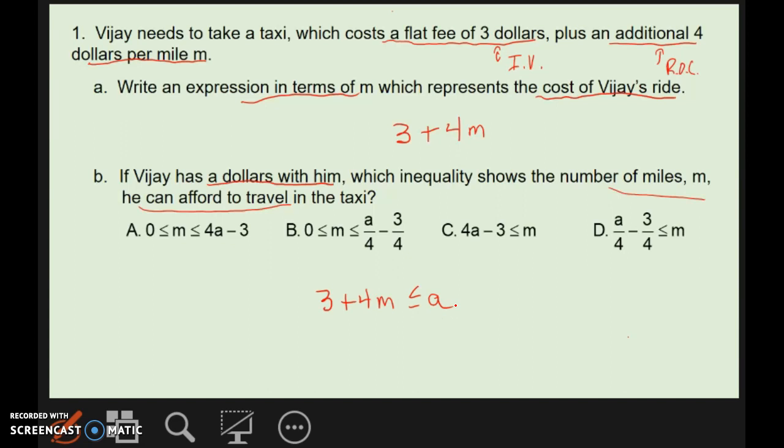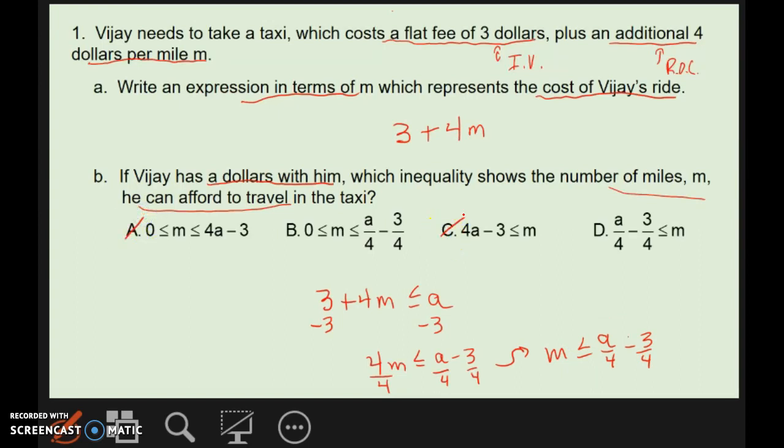Now, based on just that information, I can't solve this problem yet because it looks like all of my inequalities, the choices, have m isolated. So the next step is I'm going to try and get m by itself. So I'm going to take 3 away from both sides and then divide by 4. And what I have is m is less than or equal to a over 4 minus 3 over 4. Based on that, I know that A and C are not going to work.